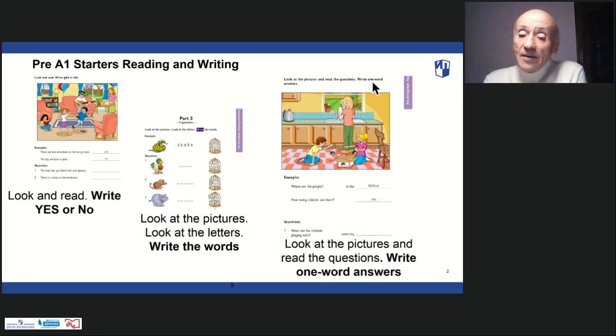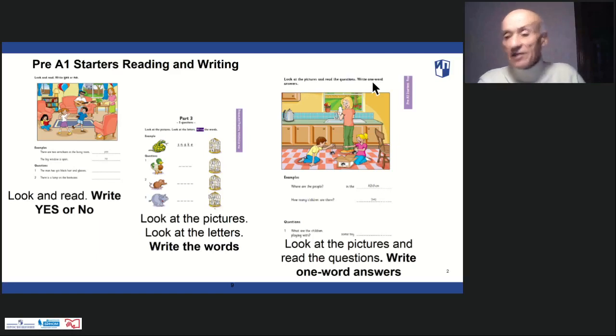Another one, look at the pictures and read the questions. Write 1-word answers. They are writing only 1-word answers here at the pre-A1 starters level. And for example, where are the people? And the student has to answer the question. Or how many things, how many chairs or how many other objects are there in the picture? They again give their answer.